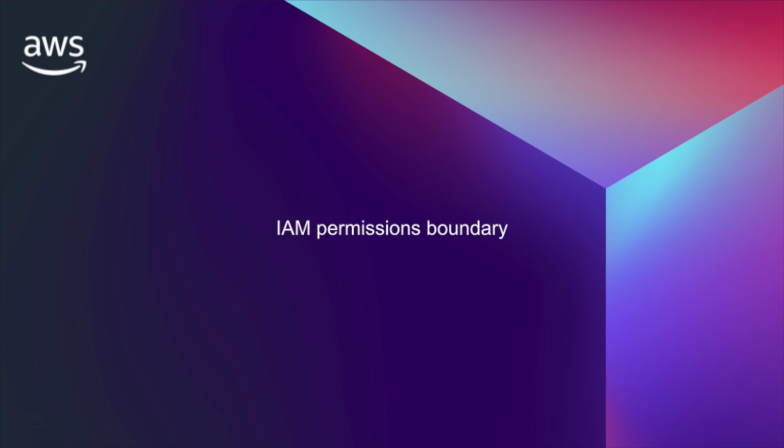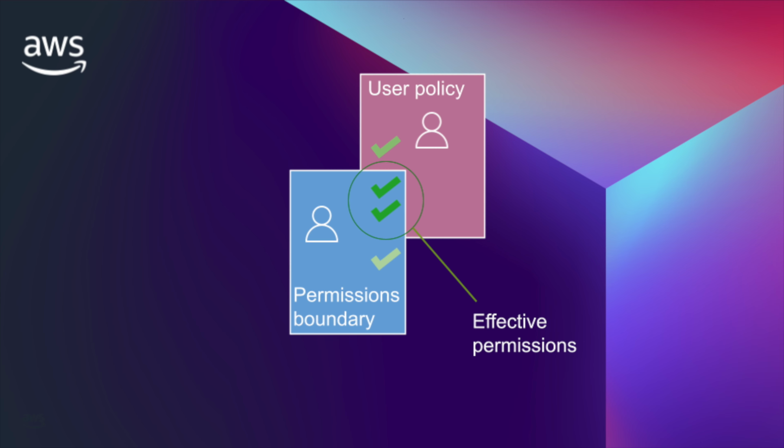The next topic is permission boundary. Permission boundary is an advanced feature in IAM that allows you to limit the maximum permissions a user or role can have. How does it work? When a user or a role performs an action, AWS checks permission in two places, our IAM policy and permission boundary if it's set, and an action will only be allowed if it is permitted in both policies.